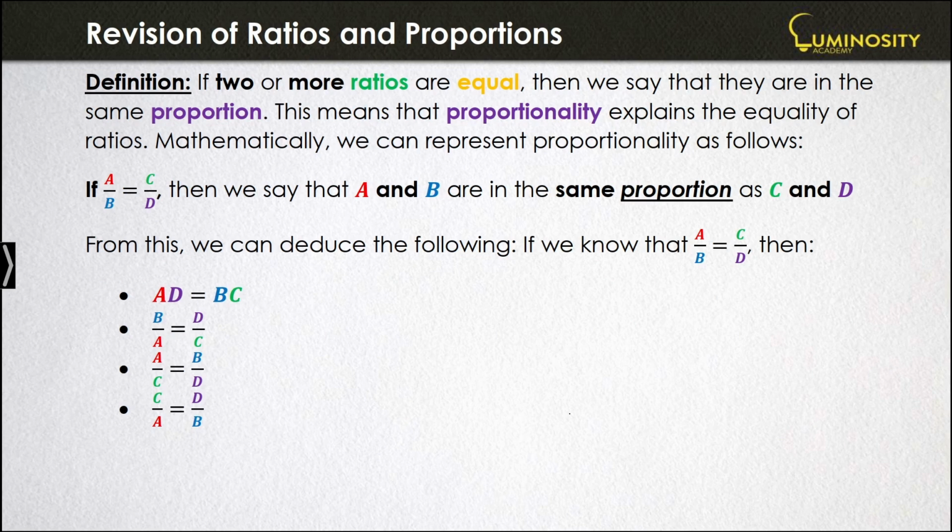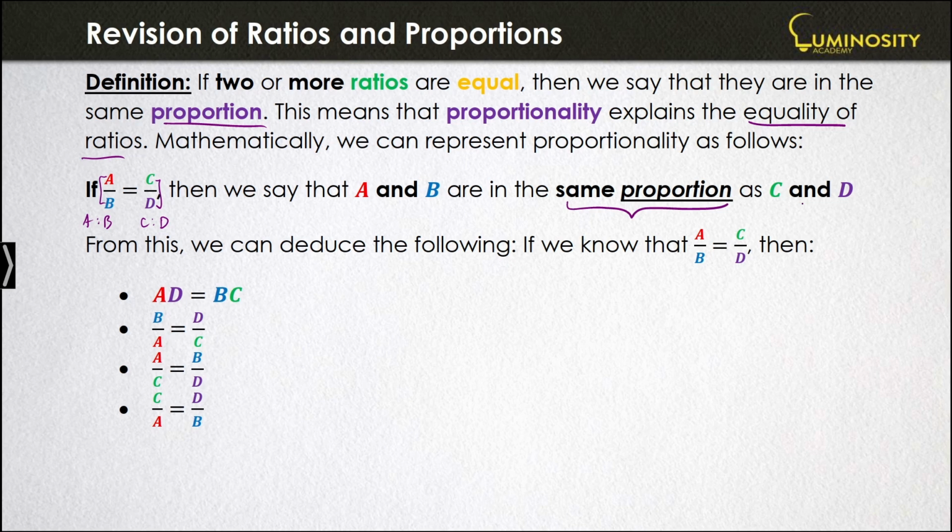So let's have a look at this definition. If two or more ratios are equal, then we say that they are in the same proportion to each other. So this means that proportionality explains the equality of ratios. Mathematically, we can represent proportionality as follows. So we say that if A is to B is the same thing as C is to D, because A over B is the same thing as reading the ratio A is to B, and C divided by D is the same thing as reading the ratio C is to D. So we say that A and B are in the same proportion as C and D.